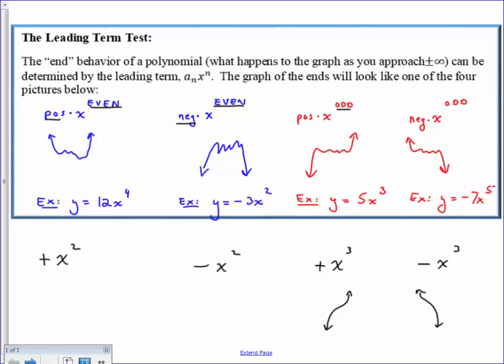Notice then, if you have odd exponents, the ends go in opposite directions. What I remember is if it's positive, the right end goes up. If it's negative, the left end goes up.